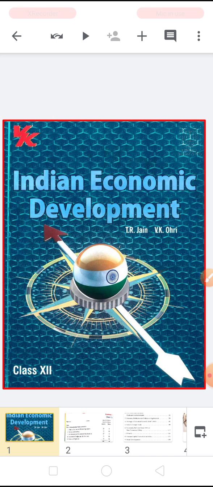Children, today I'm going to start the second book of our syllabus, that is Indian Economic Development. This is your second book, and it has a weightage of 40 marks in your board examination. As you all know, the first book, macroeconomics, is over, and we are going to start the second book, Indian Economic Development, which has a weightage of 40 marks in your board examination.